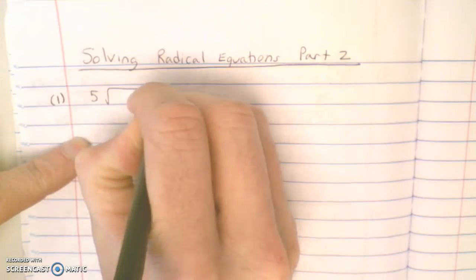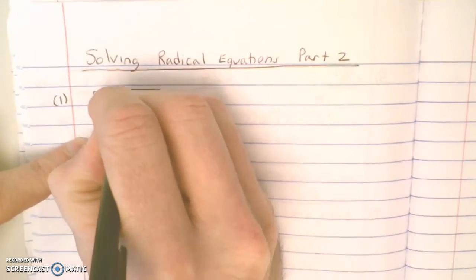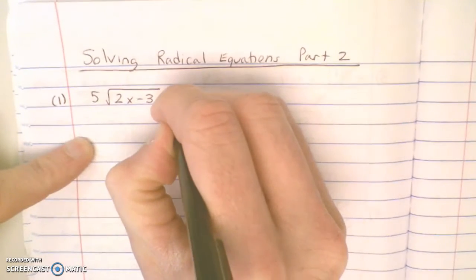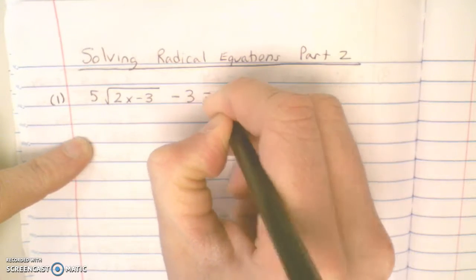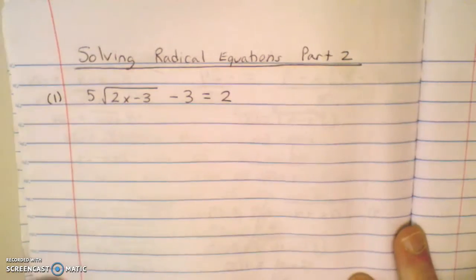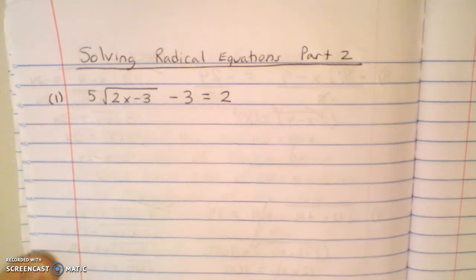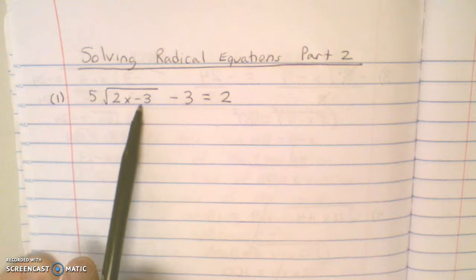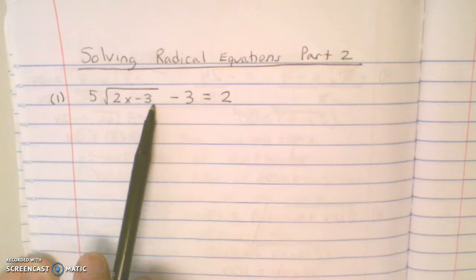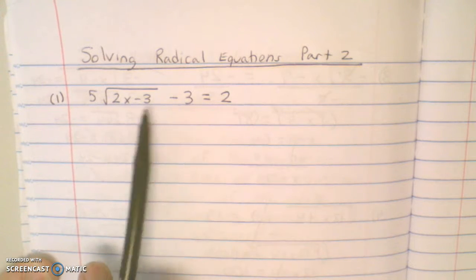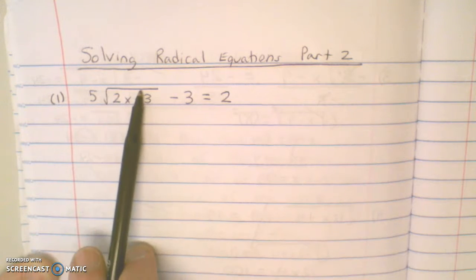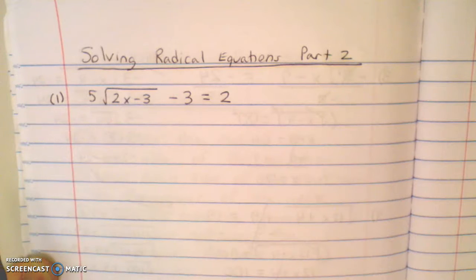So let's take a look at this example. 5 times the square root of 2x minus 3, minus 3 equals 2. So in this problem, we have a lot of things going on with this radical. We want to get this radical by itself before we can do anything. So we have to undo what's going on the outside of the radical in order to get this radical square root notation isolated.